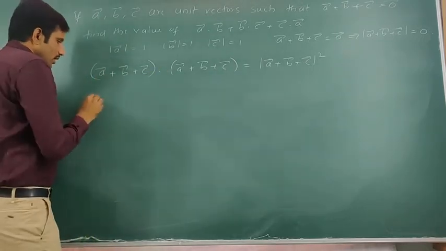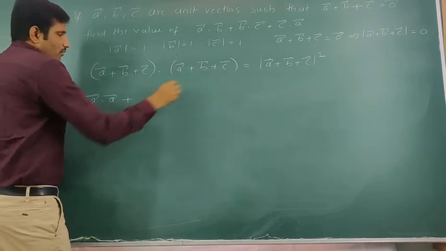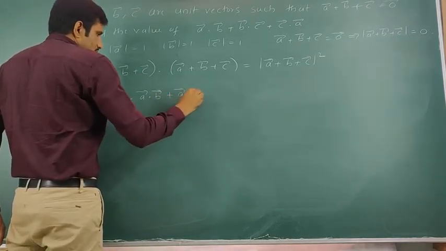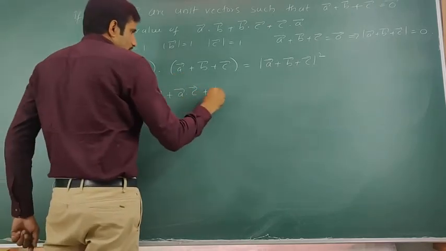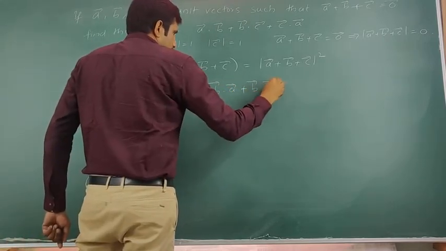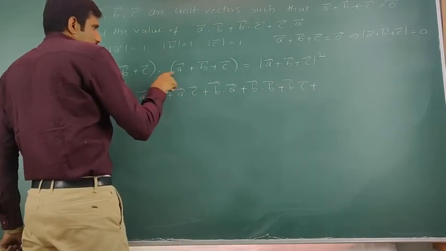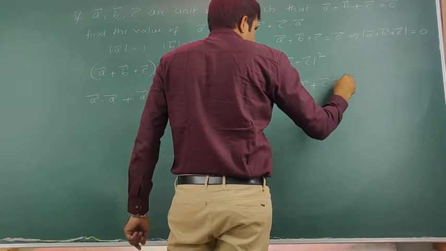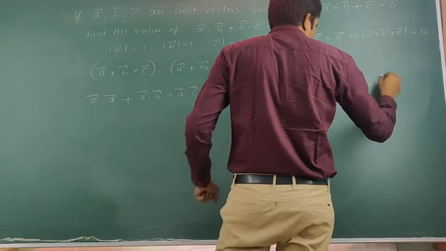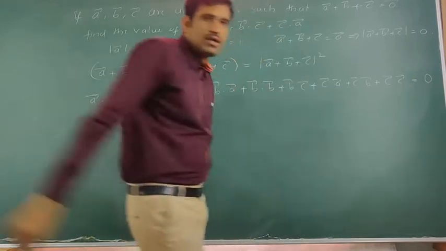Now see it. Multiply the brackets: A dot A plus A dot B plus A dot C. Plus next it is B dot A plus B dot B plus B dot C plus then C dot A plus C dot B plus C dot C is equal to, what is magnitude of A plus B plus C? That is 0. 0 square is 0.